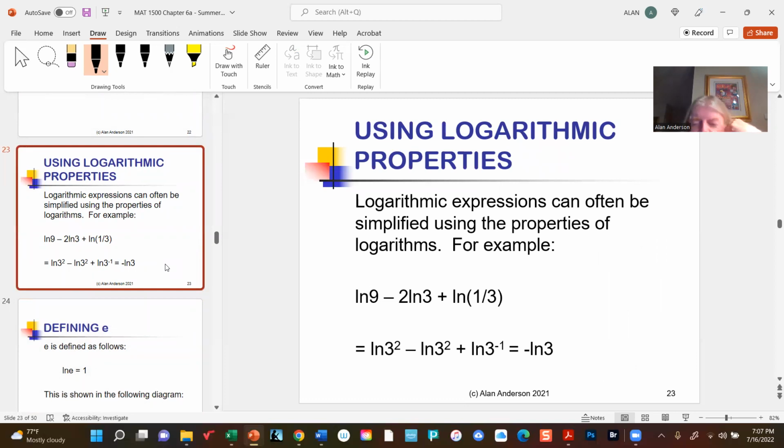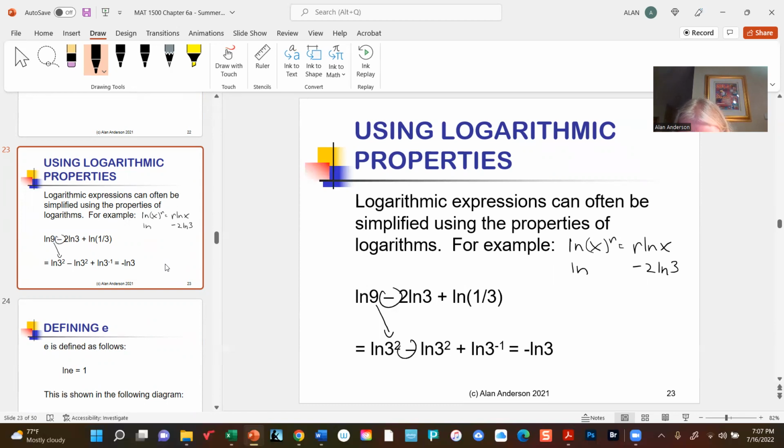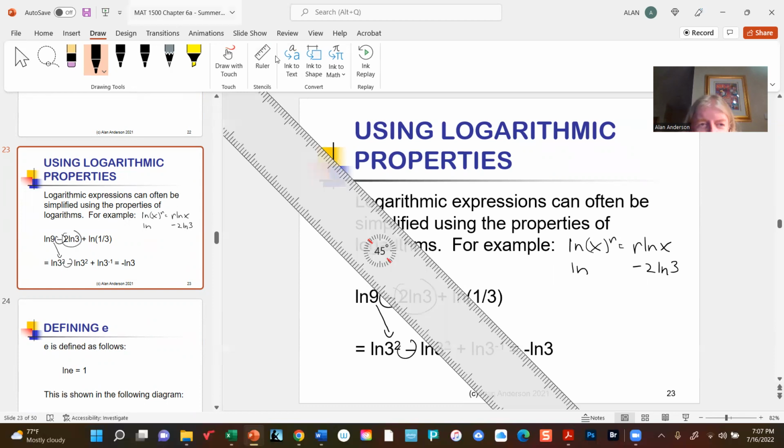And here's a simple case. Imagine you were confronted with this catastrophe and you said, wait a minute, I know what I can do here. Obviously, 3 squared is 9. And if you remember, we have this property, the power rule for logarithms, which means that this is the same thing as, well, actually, this negative is out here. So just this term by itself.